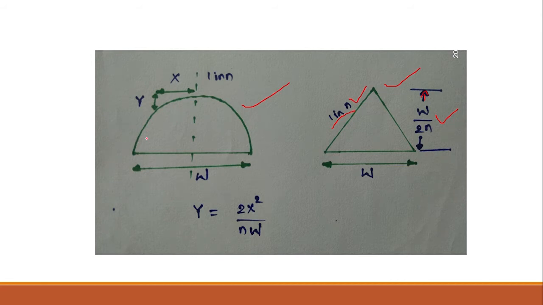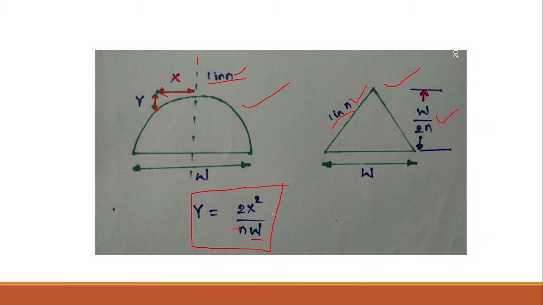Coming to the parabolic camber, this is the parabolic camber equation we can see here: y is equal to 2x squared by nW, where 1 in n is the camber, and W is the width of the pavement. And x here is the distance measured from the center line of the pavement. For that x distance, what is the y? In this way, you can express the corresponding y for each x. y is equal to 2x squared by nW. Okay, this is the equation of a parabola.